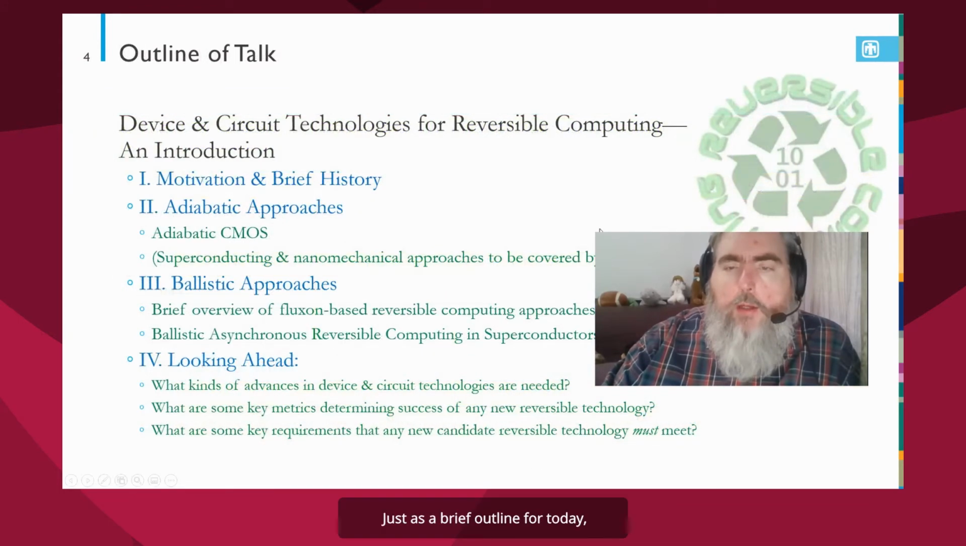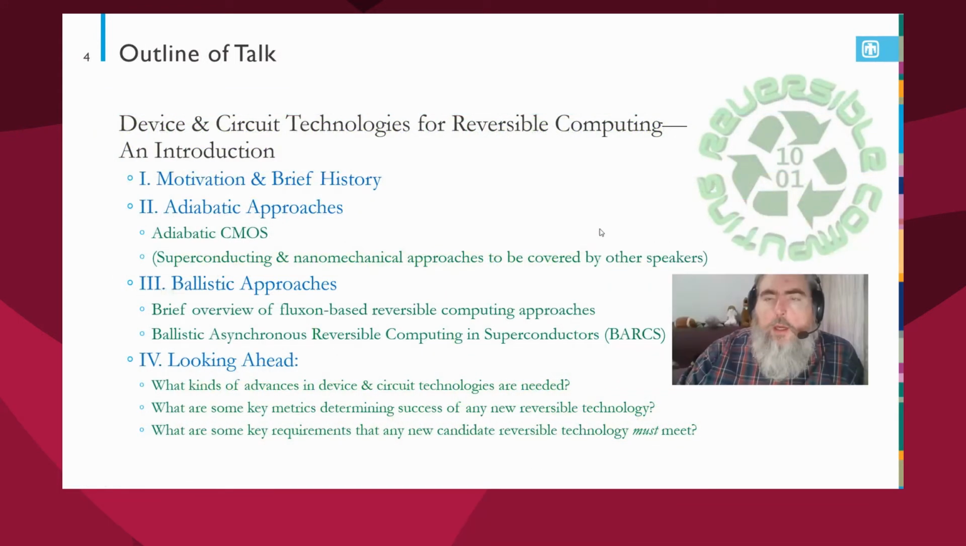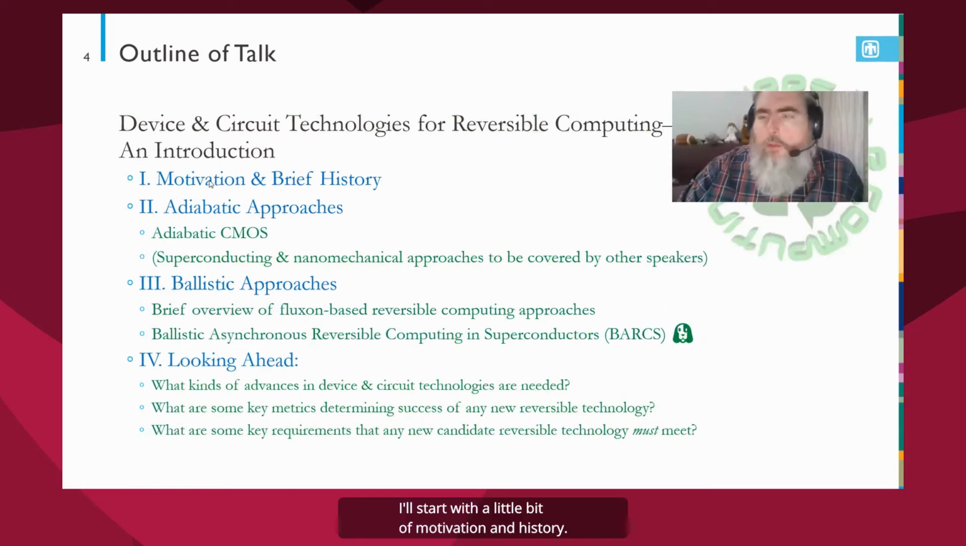Just as a brief outline for today, I'll start with a little bit of motivation and history. We'll then talk about the two major approaches to physical implementation of reversible computing, which are the adiabatic approach and the ballistic approach. And then looking ahead, I'll say a little bit about what is needed in terms of new technologies and what are some key figures of merit and requirements that a new reversible technology needs to meet.